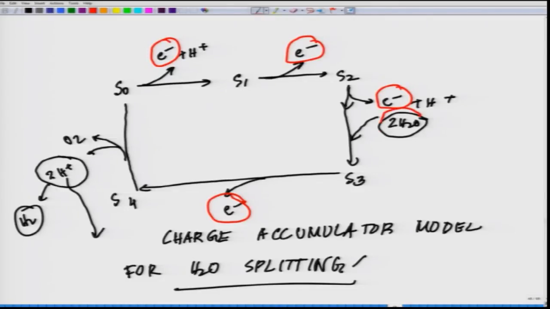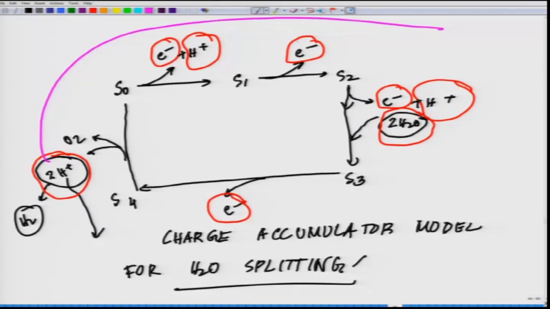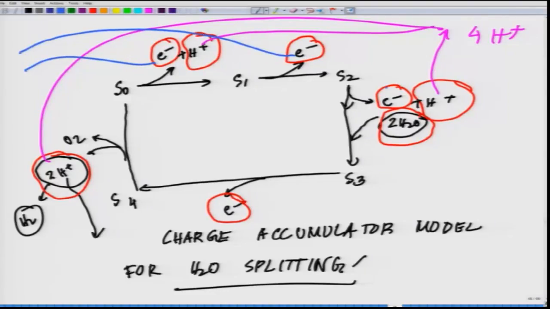Here are the 2 water molecules which are entering into the cycle, which are getting trapped, and 4 protons are released: 2 protons are released here, 1 proton is released here, and the 3rd proton is released here. So, in terms of the proton economy, these are the 4 protons, these are the electrons, and as input, you have 2 water molecules which are entering.